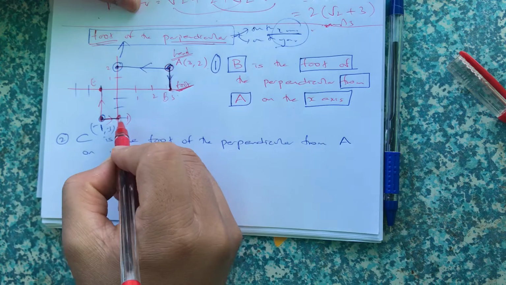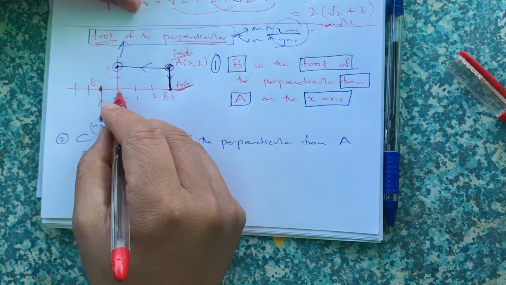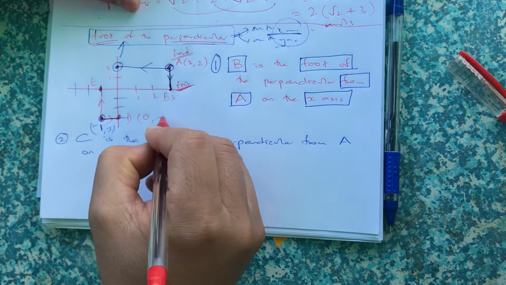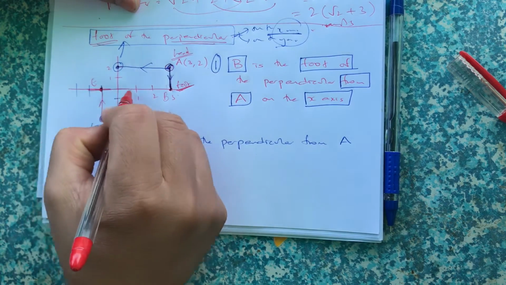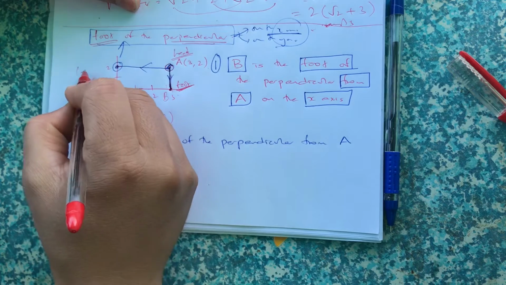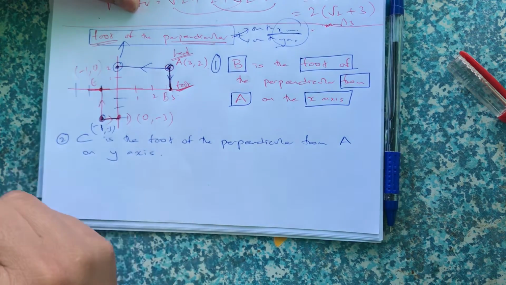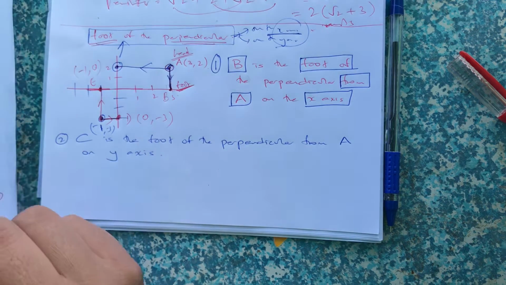If I call this D, then the coordinates will be what? This will be 0 comma minus 3. Okay, and what about this one, E? This is on the x-axis, so this will be what? Minus 1 comma 0. That will be the coordinates of the foot of the perpendicular. Is that okay?